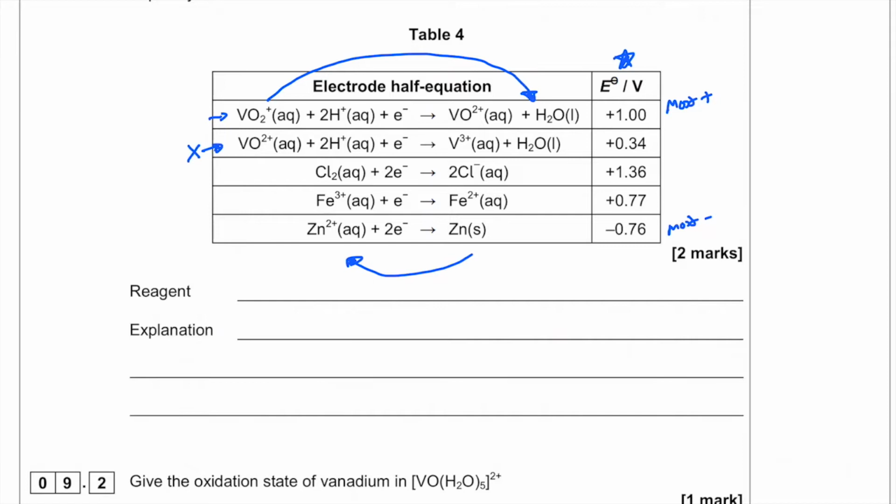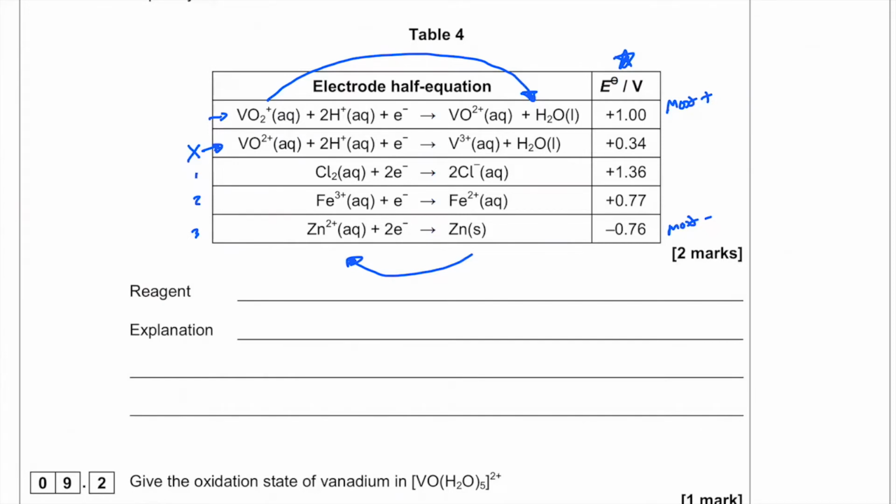So you need to select one of these three, 1, 2, 3, that will reduce it, but then of course not reduce VO2+ to V3+. So you're looking for something with an E value that's going to do that, and that forms your explanation. Which one of those have you chosen and why? So if you just see if any of those actually work, and then we'll see how we go.